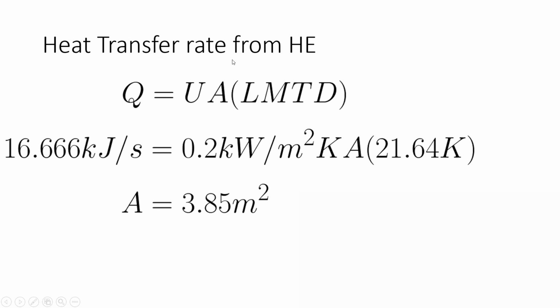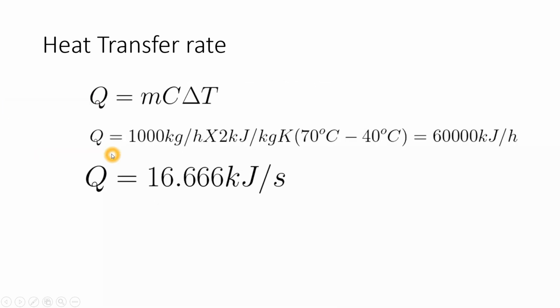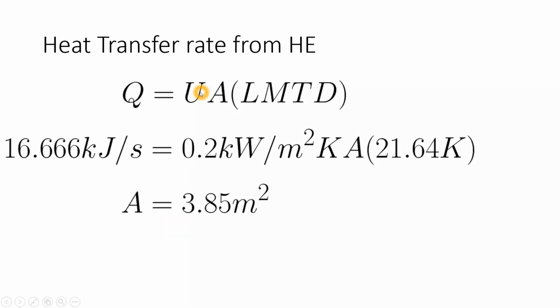So heat transfer rate from the heat exchanger will be given as Q is equal to U A LMTD, and we know Q is 16.666, which we have already calculated. And we have U given as 0.2 kilowatt per meter square Kelvin, into area. A is the area of the heat exchanger, and we have calculated LMTD already, right? After solving we will get area is 3.85 meter square. This is the final answer.